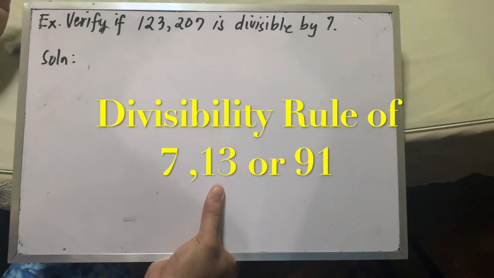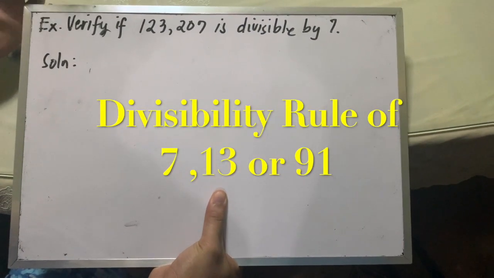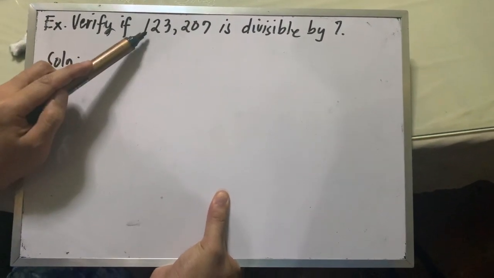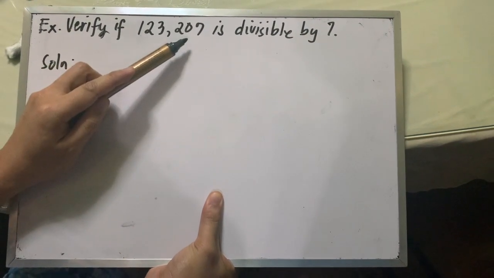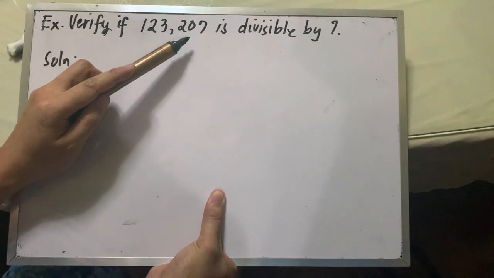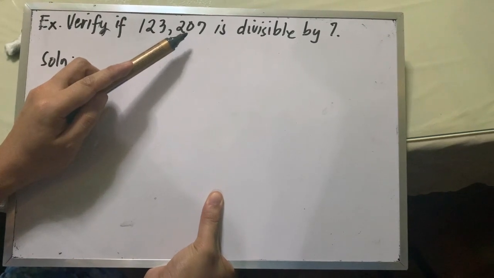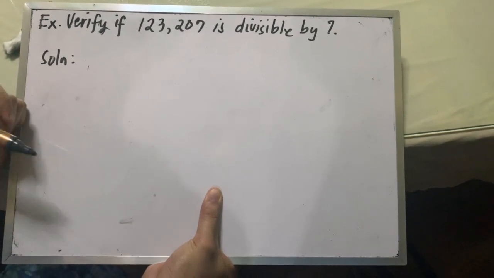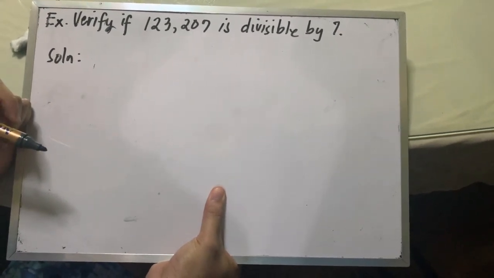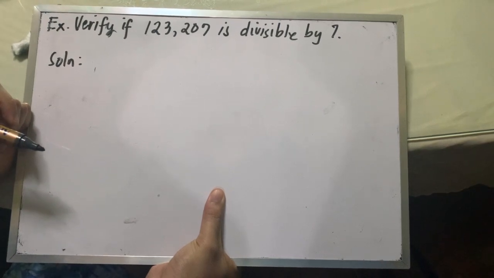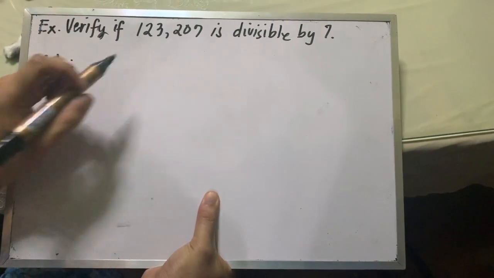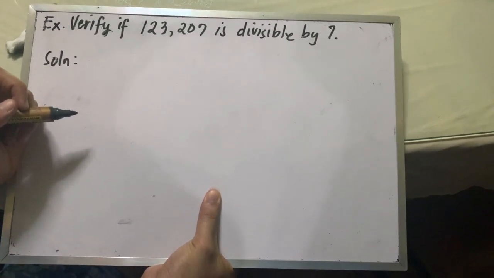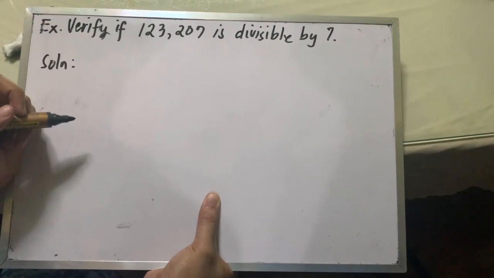Hi, last time we used algorithm 1 to verify if a certain number is divisible by 7 or not. We used the number 123,207 as an example, and using algorithm number 1, we found out that this is divisible by 7. Now, we are going to discuss another algorithm, called algorithm number 2, to check if this number is really divisible by 7. Actually, algorithm number 2 can verify if a certain number is divisible by 13 as well.